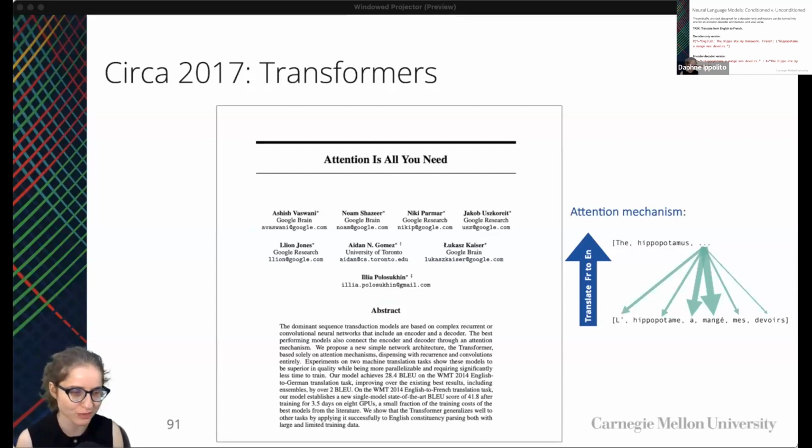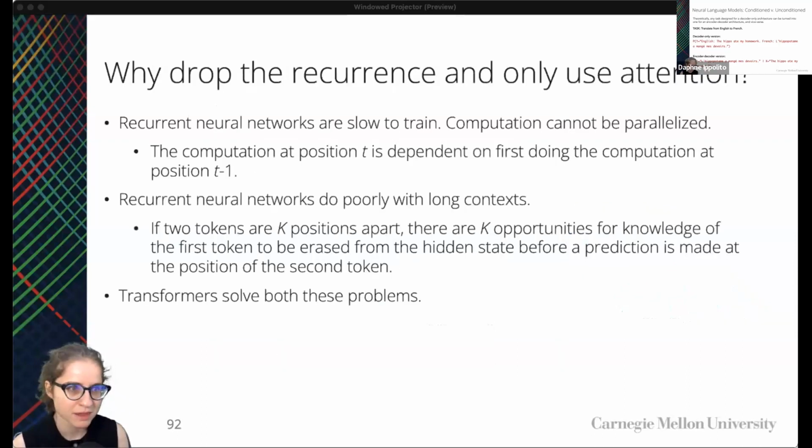So transformer is the T in GPT, generative pre-trained transformer. One of the issues with recurrence and why people wanted to drop it is it actually makes neural networks really slow to train. And this is because the computation cannot be parallelized. The computation at position T is dependent on doing the computation at position T minus 1. And so this meant that it just took a long time to train on a lot of data.